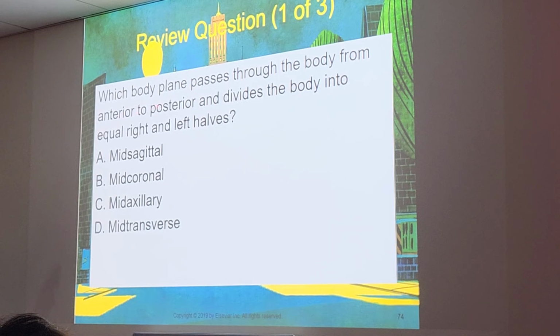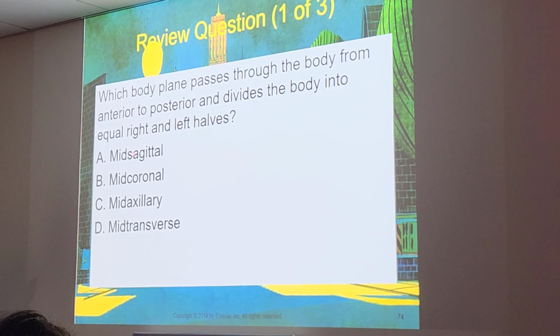How many of you read just that portion and picked an answer? I've been there too. That's how they trip you up in these questions. They're making sure you're reading the whole question. Does this say anterior posterior halves? No, it's just talking about how it's passing through the body. The halves are equal right and left halves, therefore mid-sagittal.